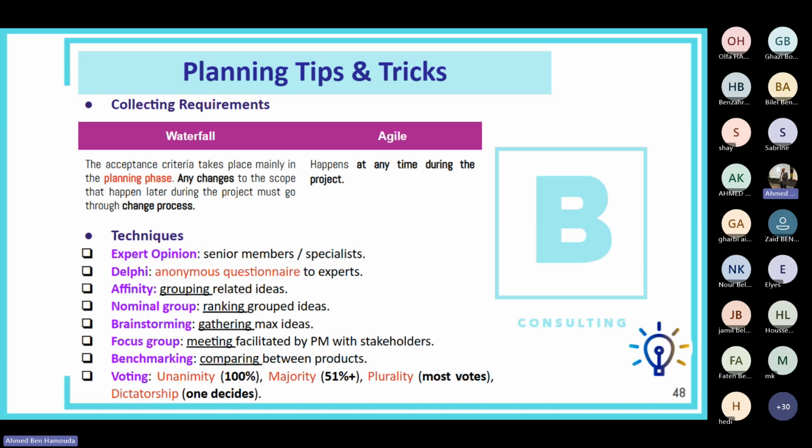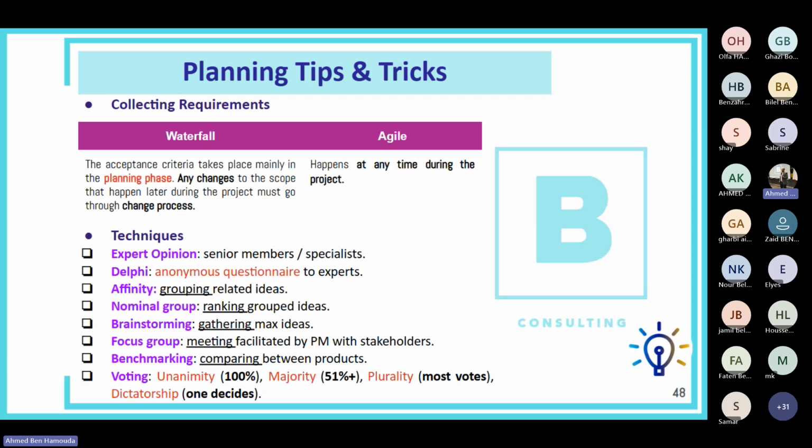so during the planning and while collecting the requirements, remember that collecting the acceptance criteria and collecting requirements during waterfall happens mainly in the planning phase. Okay, and collecting requirements together with the acceptance criteria. Also in the waterfall, any changes to the scope after the planning phase have got to go through the integrated change control process, or perform integrated change control, change management process shortly. However, collecting requirements in Agile can happen at any time during the project.